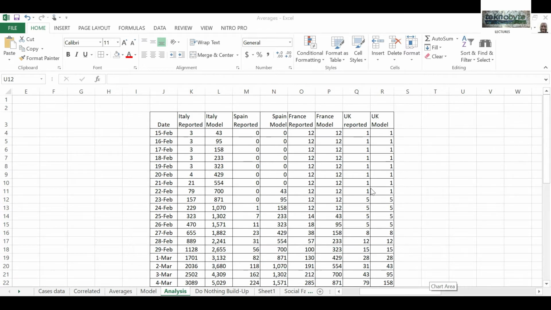The same exercise has now been repeated for the other three countries. So we have now tabulated the reported cases in Spain versus the cases that are being predicted by a model, the reported cases in France and the ones being predicted by a model, and the same for UK. So now we have the combined data for the four countries, and we can plot it and see what we can infer from the graphs.